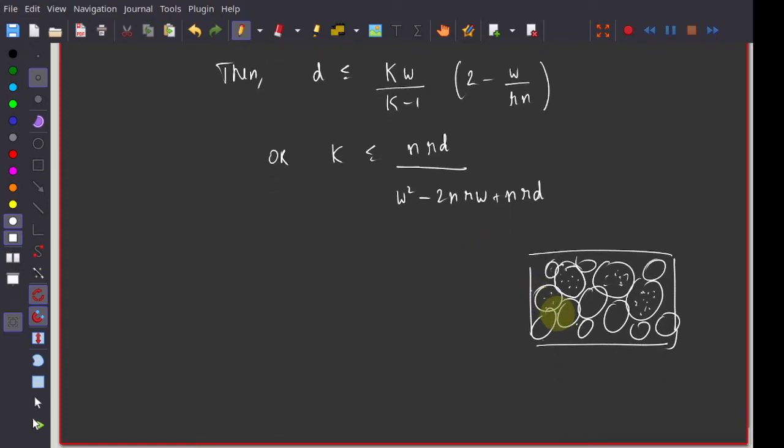Okay. So now for this I need a weight constrained version of the Plotkin bound, which is exactly what I have over here. K is less than or equal to nrd divided by w squared minus 2nrw plus nr. Right? Okay. So the idea is pretty similar to the Plotkin bound.